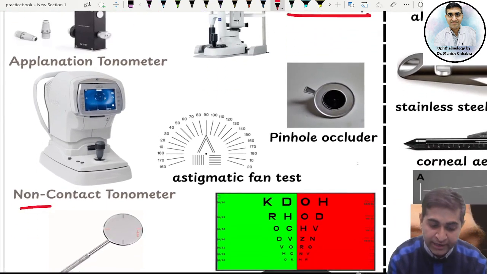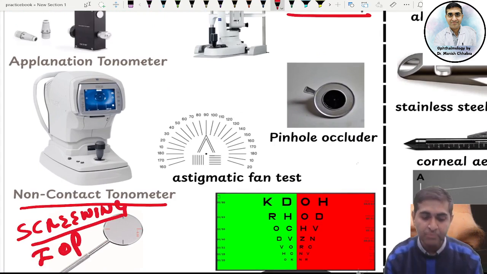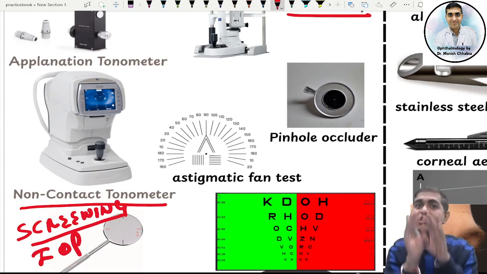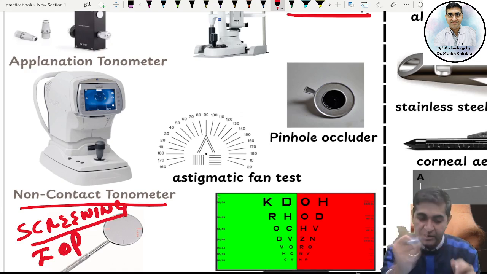Okay, non-contact tonometer is best for screening. It is best for screening of IOP, because it does not touch the patient, so there is no need to sanitize it after every usage, and it is very quick. So non-contact tonometer, this is your previous year question.